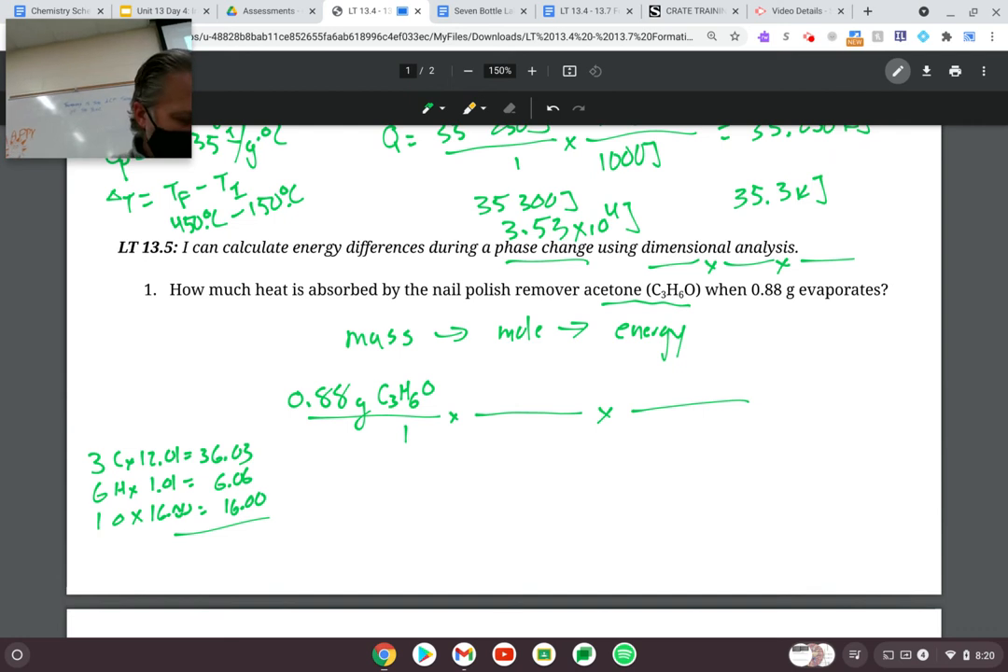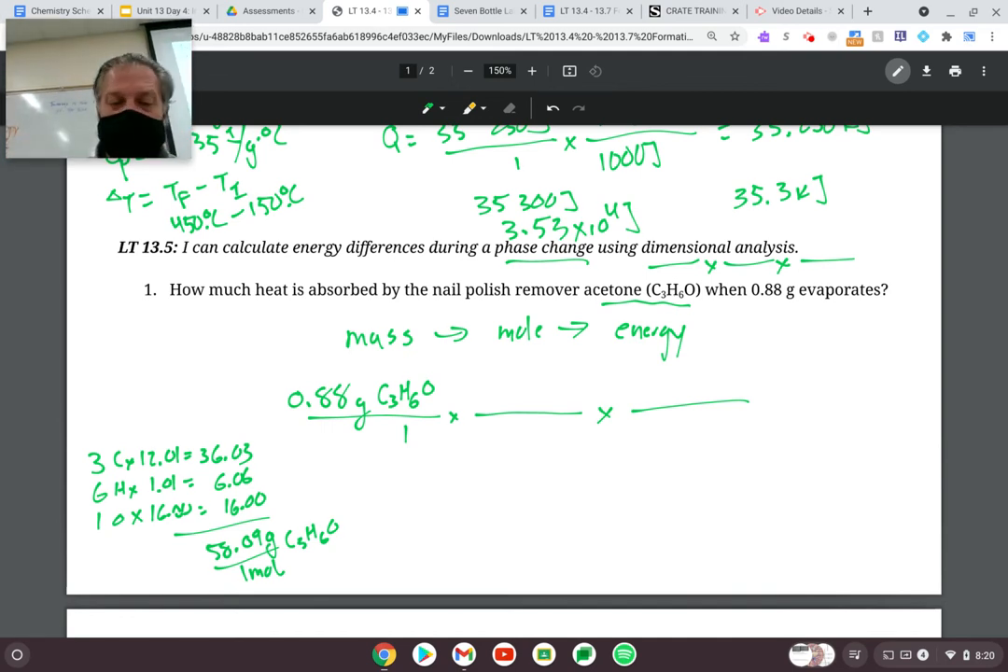So I get a molar mass here of 58.09 grams in 1 mole of C3H6O. So now I'm going to take that value and put that in my mass to mole step. So I'm going to put the 58.09 grams of C3H6O on the bottom, and 1 mole of C3H6O on the top. So now I'm going to go mass to mole to energy.